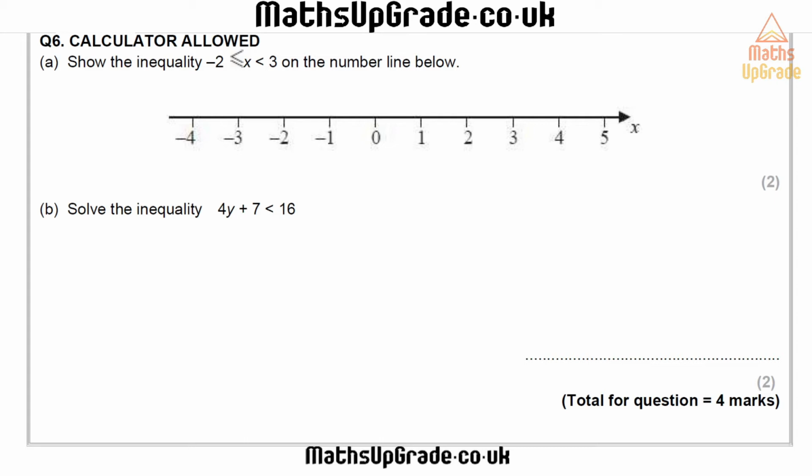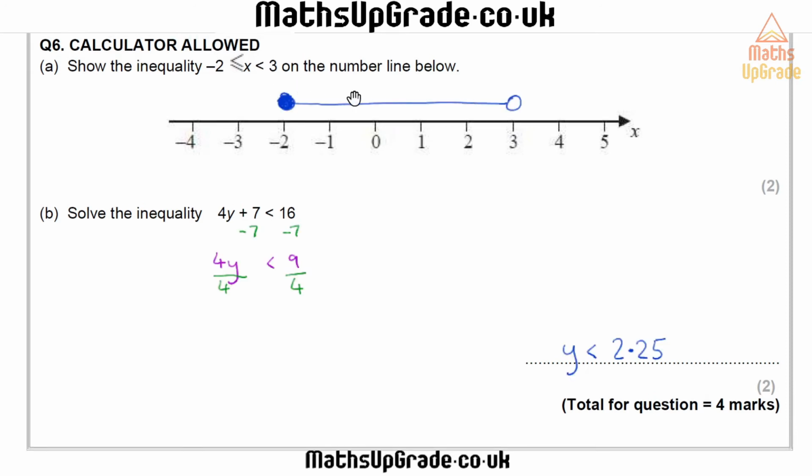In question 6, we need to show the inequality -2 is less than or equal to x, which is less than 3. So since x could be equal to -2, this needs to be a solid circle. Since it cannot be equal to 3, this needs to be a hollow circle. So it would look like that, and then with a line between them.